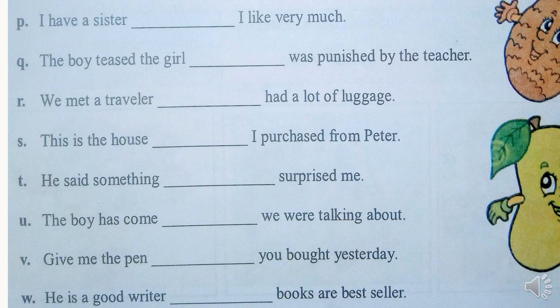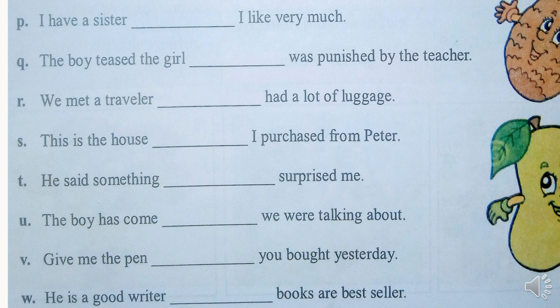P. I have a sister dash I like very much. Sister is the object of the sentence. The boy teased the girl dash was punished by the teacher. Girl is the subject of the sentence. We met a traveler dash had a lot of luggage. Traveler is the subject of the sentence.